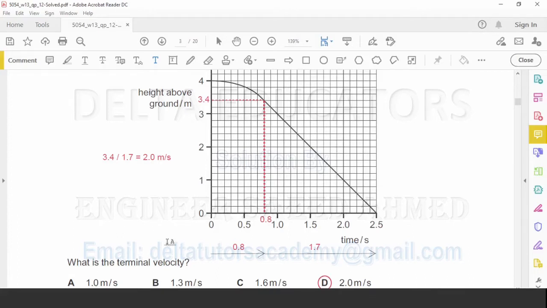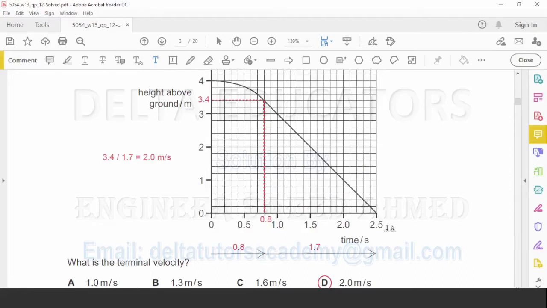Since here we have to find out the value of terminal velocity, means here we have to find out the value of the gradient starting from this point up to this point. Now this gradient will be equal to y over x. Gradient is equal to y over x. Value of y is 3.4 because here it is 3 and one small square represent 0.2. So value of y for this gradient will be equal to 3.4. What about the value of x? Here it is 0.8. It is 0, it is 1 and one small square represent 0.1. So starting from this point it will be equal to 0.8.